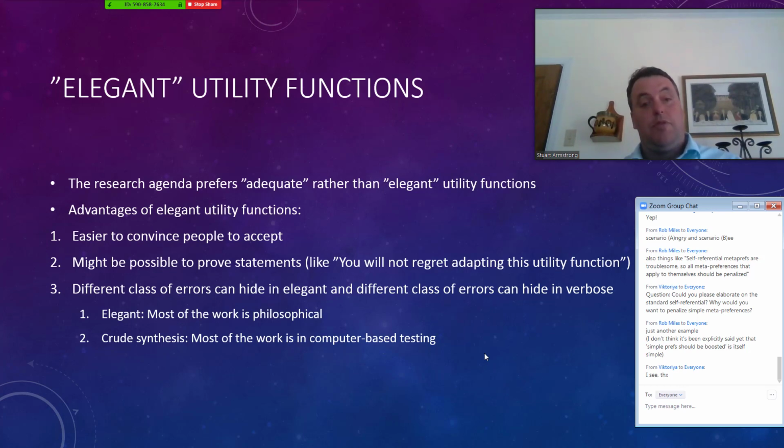Easier to convince people to accept, possibly. I also feel that you might be able to obfuscate a lot of the nastier parts of their self-image in some of the details, but it seems that is plausible. Different classes of errors can hide in elegant, and different classes of errors can hide in verbose. With elegant, most of the work is philosophical. With verbose, most of the work is computer-based testing.